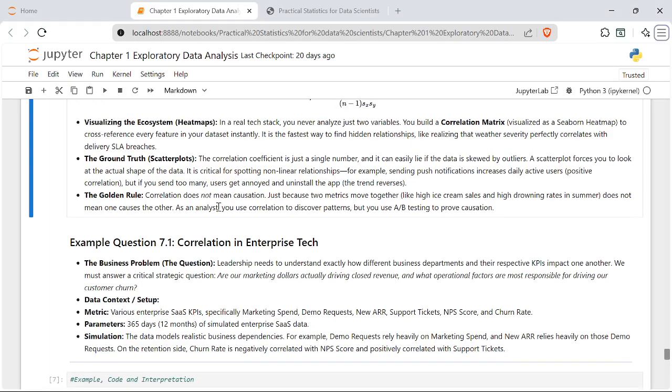The ground truth: scatter plots. The correlation coefficient is just a single number, and it can easily lie if data is skewed by outliers. A scatter plot forces you to look at the actual shape of the data. It is critical for spotting nonlinear relationships.